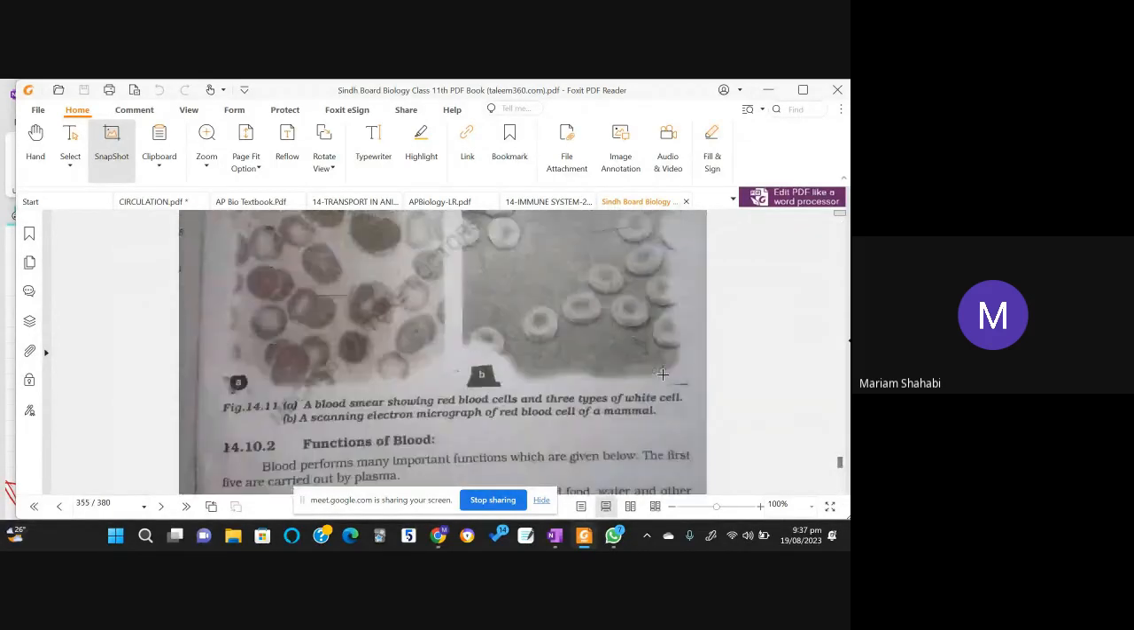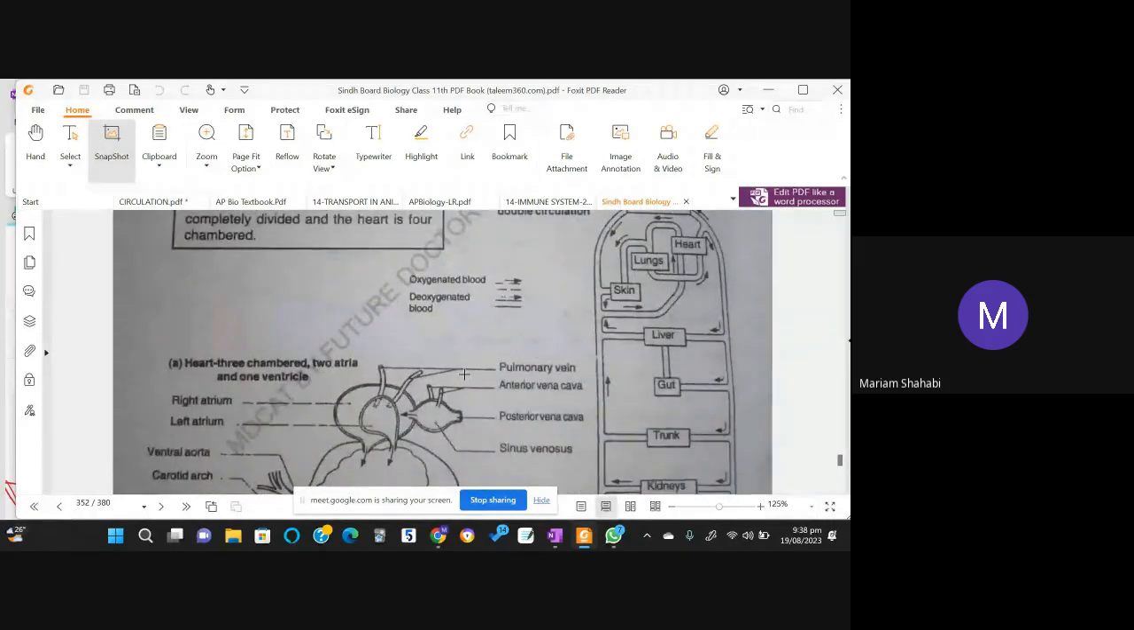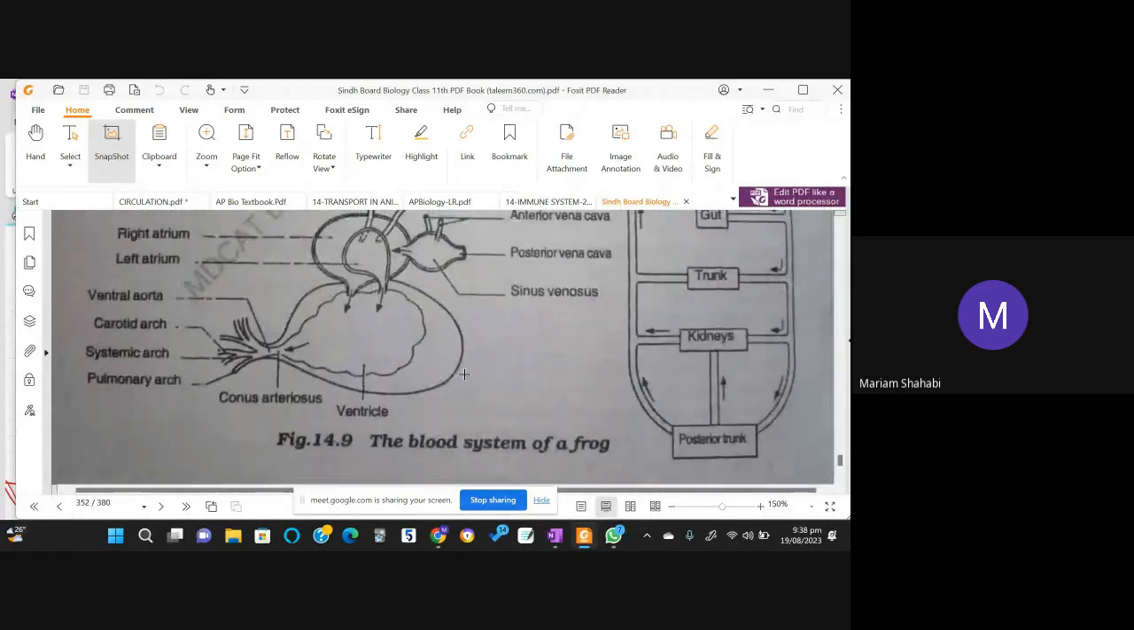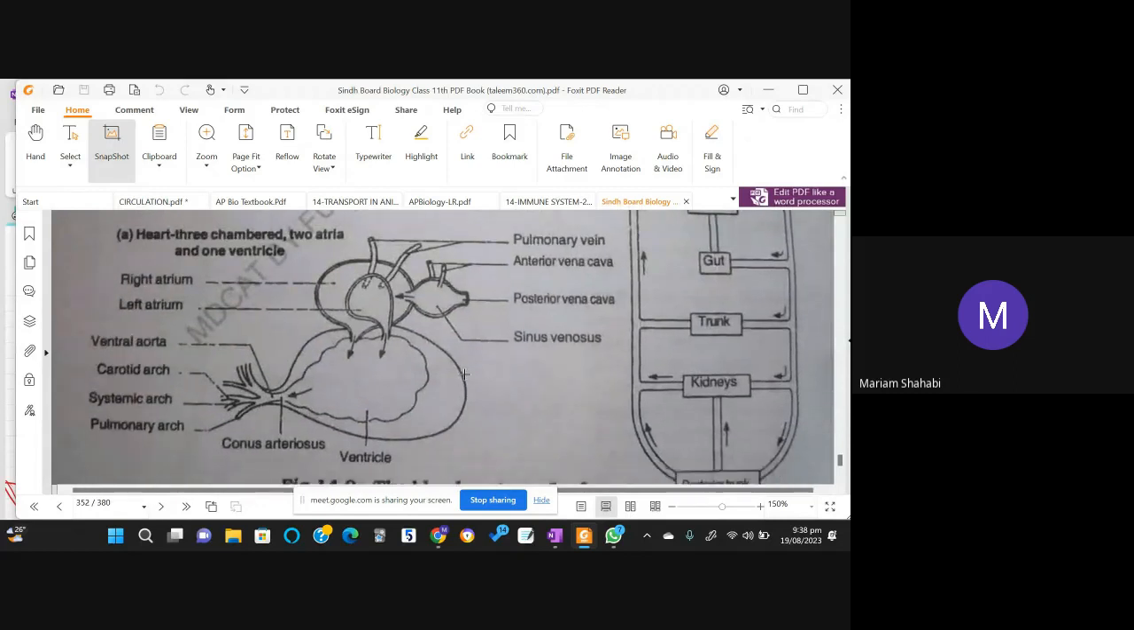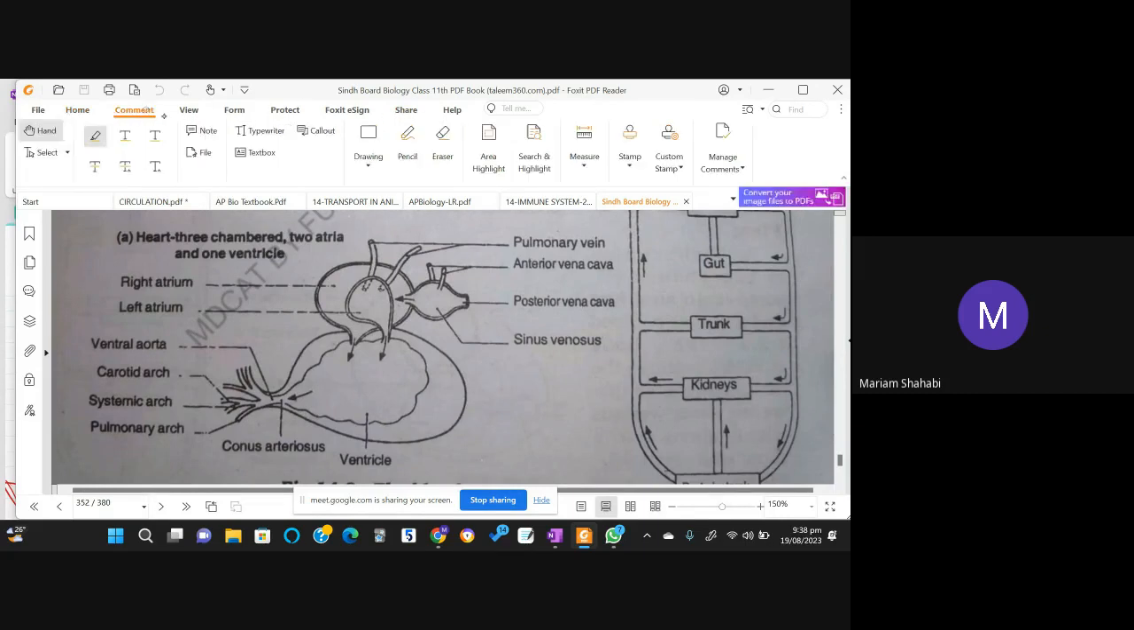पे है, should be somewhere ऊपर. ये ना, this is the blood system of a frog. ठीक है, अब उन्होंने... okay. So in amphibians the heart is 3 chambered. There are 2 atria and there is 1 ventricle. इन्होंने लेबल किया हुआ है, this is the right atrium, this is the left atrium.